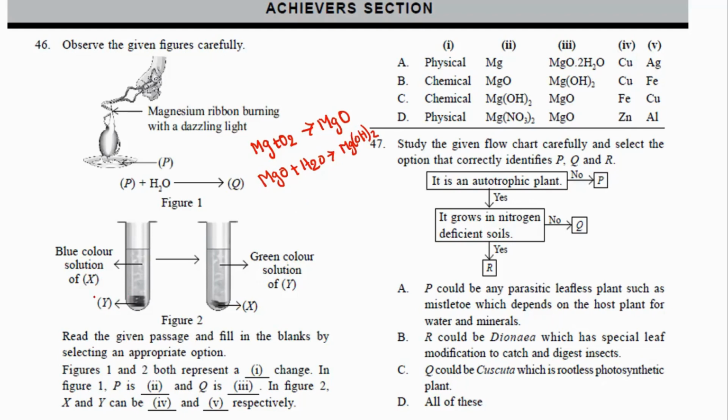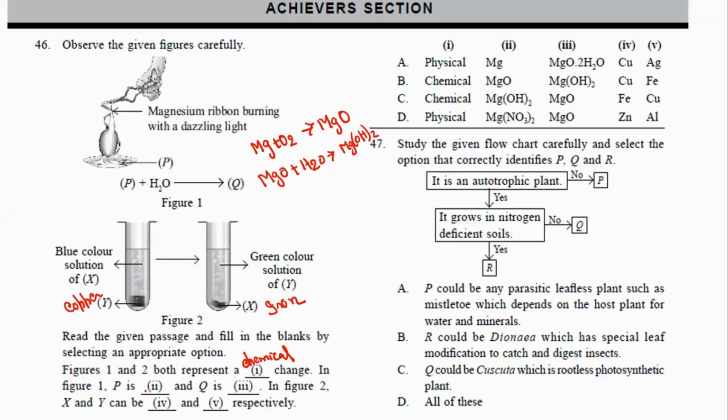So let's find out. X can be what? X can be the iron. And Y can be what? Y can be copper. Right? Why? Because in presence of iron, the solution of copper turns green in color, right? Because copper sulfate is blue in color and ferrous sulfate is green in color, right? So this is what we have to find out. So what will come in this one? Let's see. Figure 1 and 2 both represent a dash change. This is definitely a chemical change.